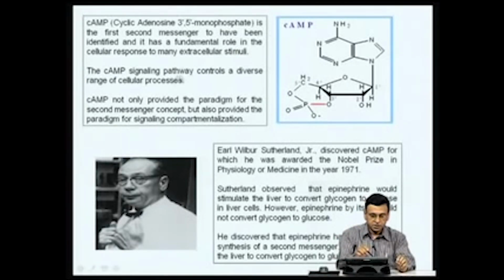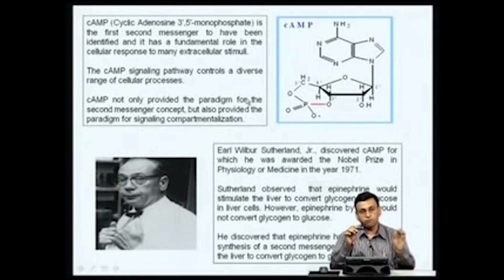Now, cyclicAMP signaling pathway controls a number of cellular processes, and cyclicAMP not only provided the paradigm for the second messenger concept, but also provided the paradigm for signaling compartmentalization. As we know, in the cell everything is compartmentalized, and this compartmentalization plays a very important role in the regulation of a number of physiological processes.